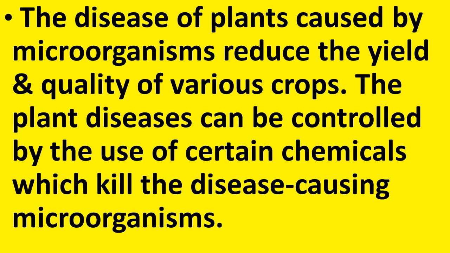The plant diseases can be controlled by the use of certain chemicals which kill the disease causing microorganisms. These diseases must be controlled, then only we will get good crops. So for that we can use certain chemicals that will kill the disease causing microorganisms. They are known as pesticides and insecticides.